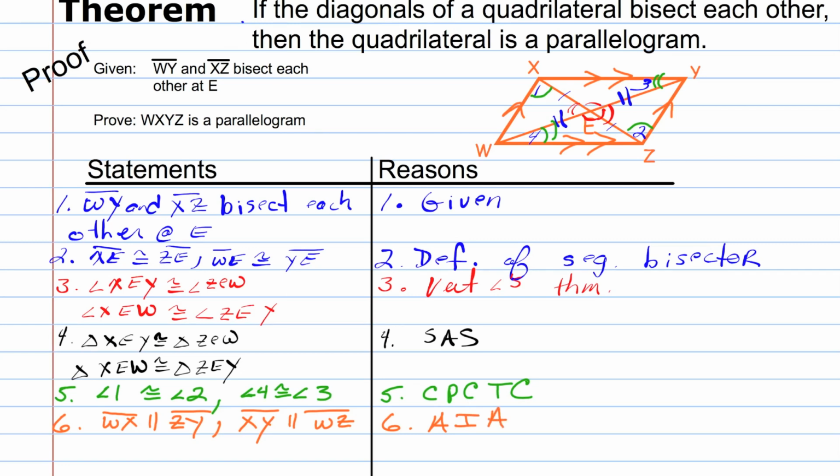Now finally, now that we have opposite sides of this quadrilateral parallel, we know by definition that the quadrilateral WXYZ is a parallelogram, and that's because of the definition of parallelogram.